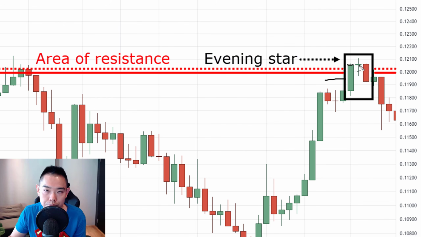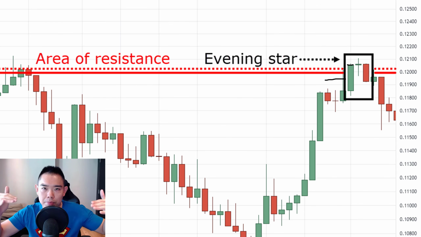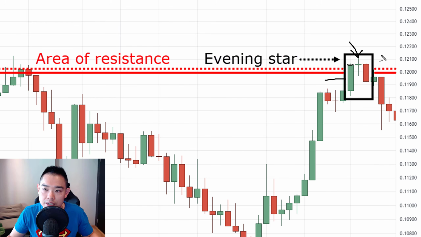The body is pretty small, but you can see that there's still a small body. And the message behind this is that both the buyers and sellers are pretty much in equilibrium, because the opening price and the closing price are near the same level. This is the second candle over here. And then what happened next is on the third candle, the sellers took control and drove the price down lower, closing right near the lows of the day.